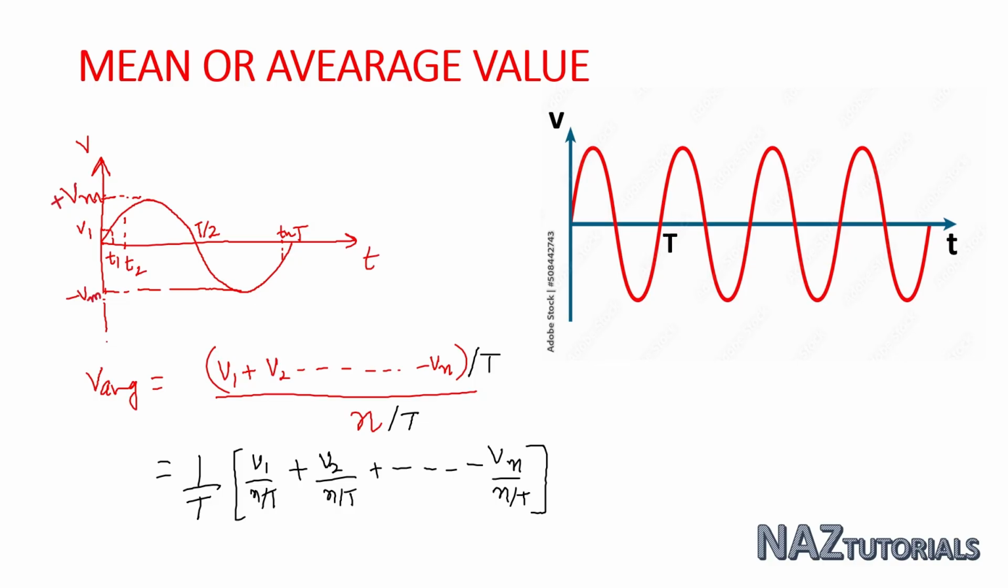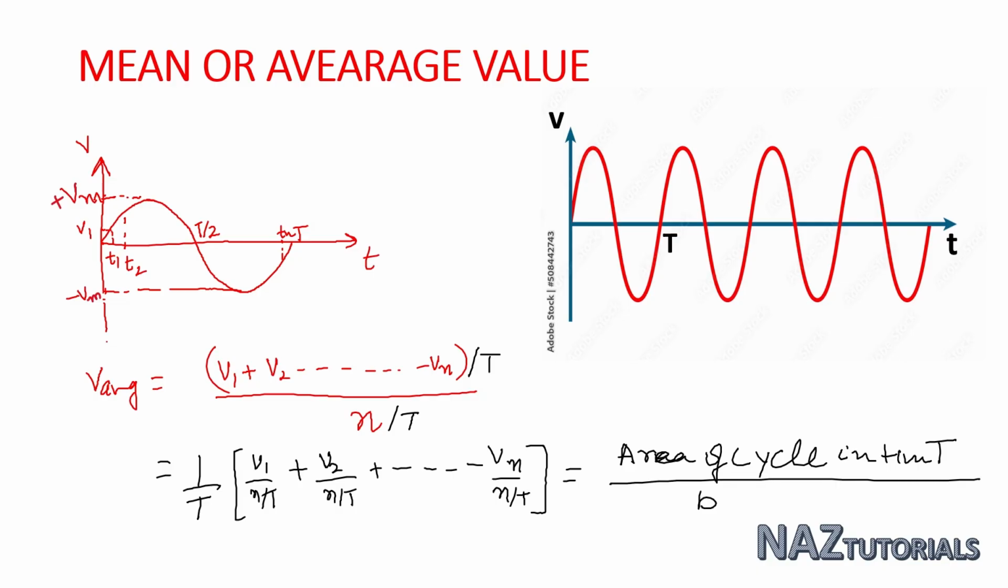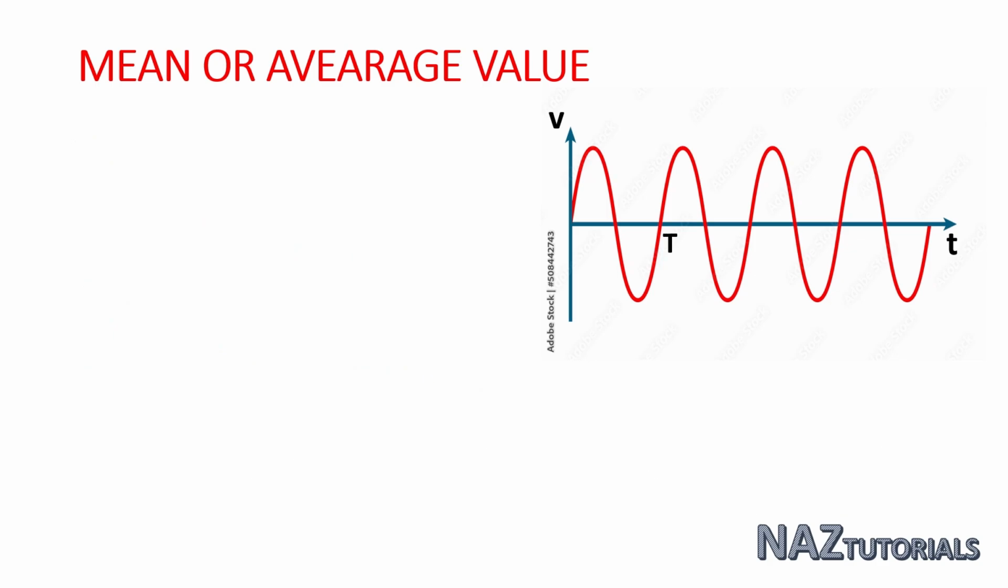So the concept of calculating average value is the area of the cycle in time t divided by the base length, that is, the total time t. So this is the concept of calculating the average value. The average value of any periodic waveform can be calculated for one period.